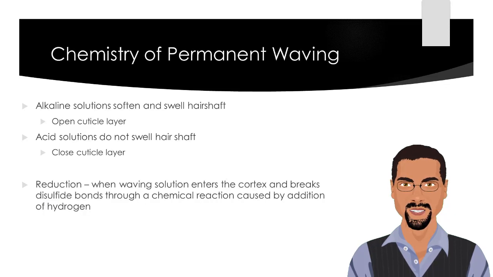Alkaline permanent waving solutions soften and swell the hair shaft and open the cuticle layer, permitting the solution to penetrate into the cortex. Acidic solutions will close the cuticle layer and will not swell the hair shaft. Once a permanent waving solution has penetrated into the cortex, a chemical reaction known as reduction reaction begins breaking the disulfide bonds. The chemical process of permanent waving involves the following reactions.